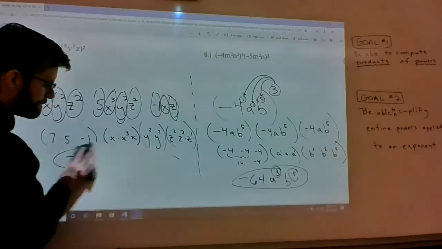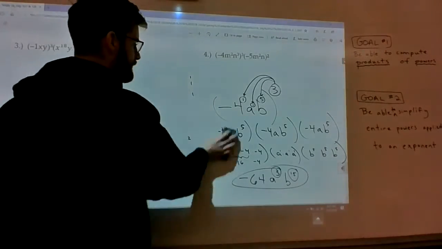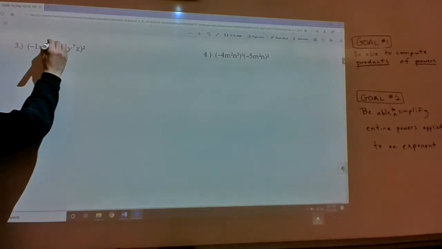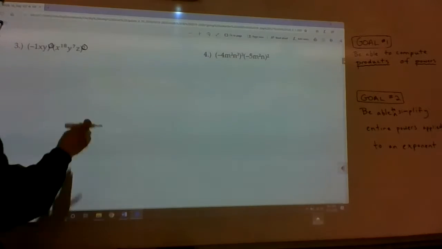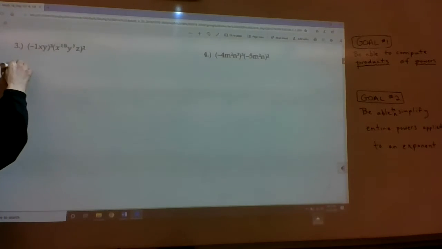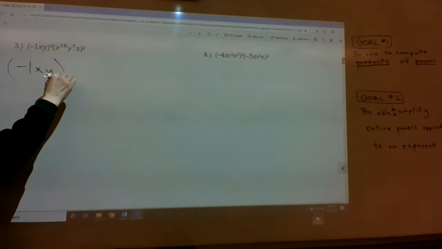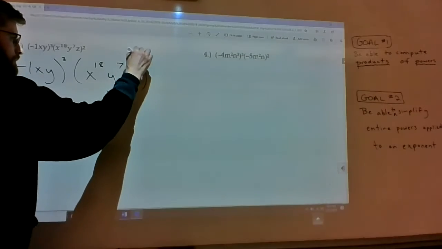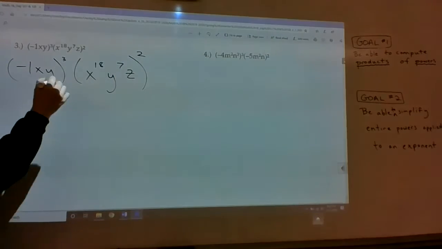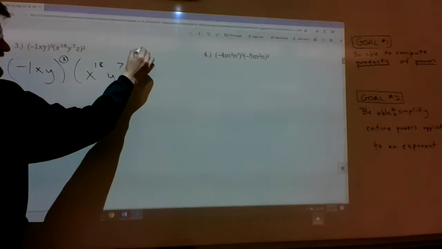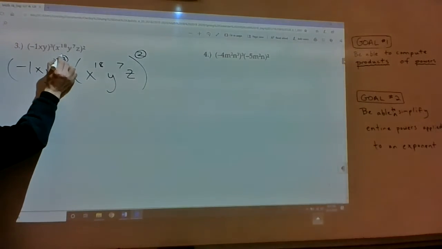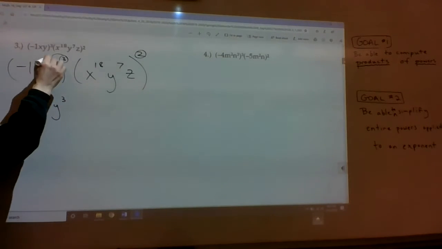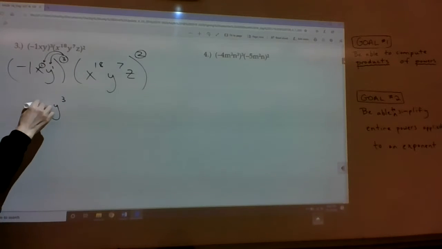So check out number 3 here. On number 3, it seems like we have to deal with these exponents that are on the outside. Let me write this bigger so you guys can see it better. These little exponents on the outside can easily be applied to the ones on the inside by just saying there's a 1 here, so that's y to the 3rd power. There's a 1 here, that's x to the 3rd power.